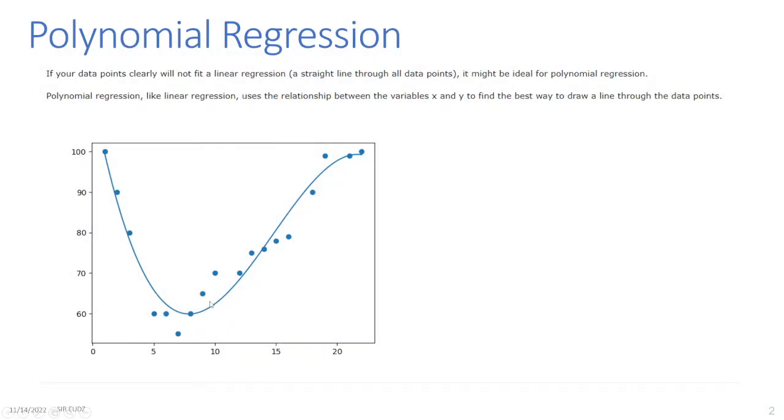Now, polynomial regression. If your data points clearly will not fit a linear regression, so that means a straight line through all data points, it might be ideal for polynomial regression. Polynomial regression, like linear regression, uses the relationship between the variables x and y to find the best way to draw a line through the data points. So just like what is shown here, we have the data points, and maybe this is the line that can be drawn through the data points.